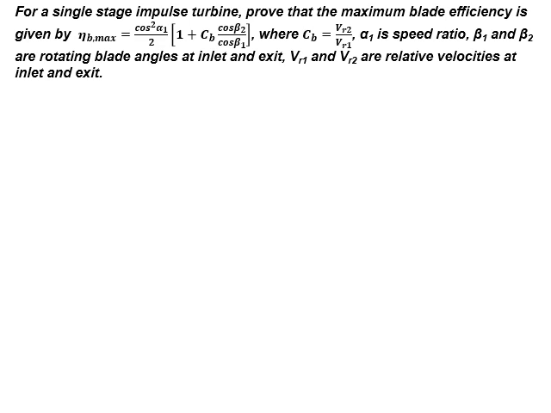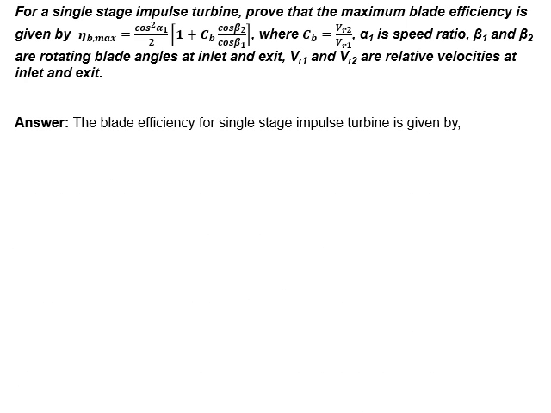Next, continuation of that derivation further, in order to prove that the maximum blade efficiency is equal to cos square alpha 1 by 2 into (1 plus CB cos beta 2 by cos beta 1), once again for a single stage impulse turbine. The blade efficiency for a single stage impulse turbine is given by the expression we already derived earlier. Later we calculated the optimum speed ratio phi equals cos alpha 1 by 2.